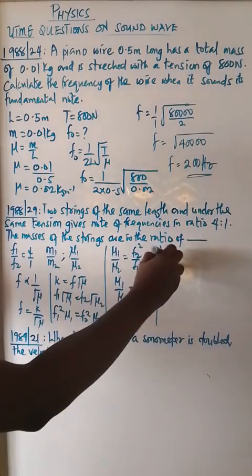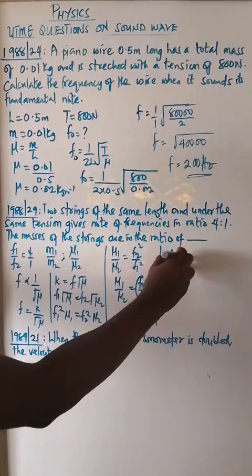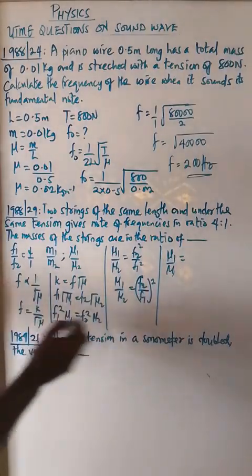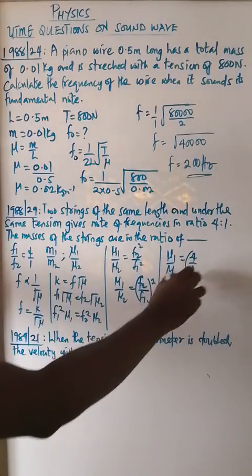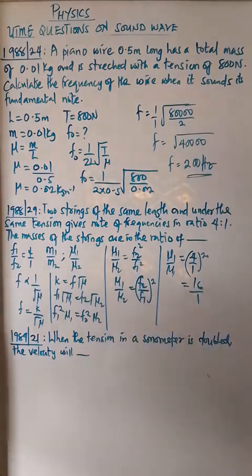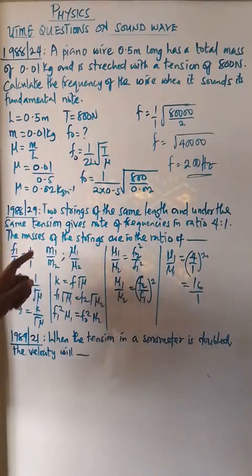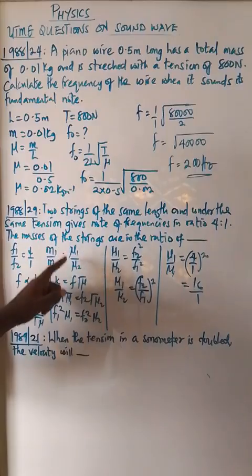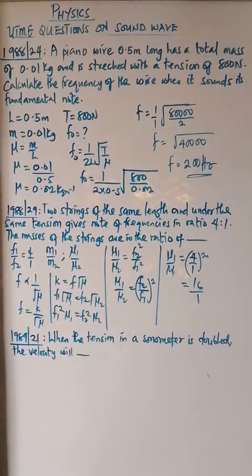So mu1 over mu2 becomes 4 over 1, all squared. So the final answer is 16 over 1, 16:1. So mass per unit length, the length cancels each other.